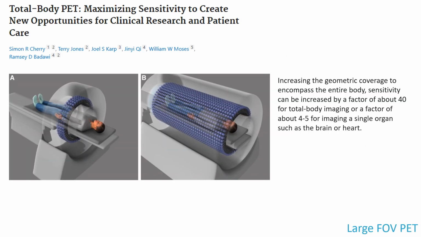The last technological innovation introduced in PET scanning in recent years is the large axial field of view PET scanner. We speak of total body PET. Increasing the geometric coverage, these systems encompass the entire body of the patient, and their sensitivity can be increased by a factor of about 40 for total body imaging, or a factor of about 4 or 5 for imaging a single organ, such as the brain or heart.